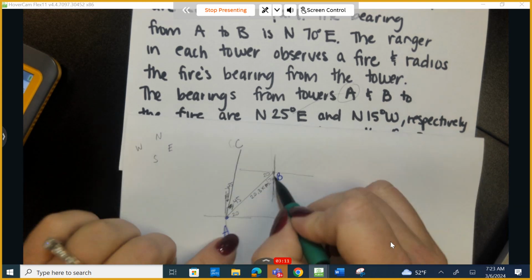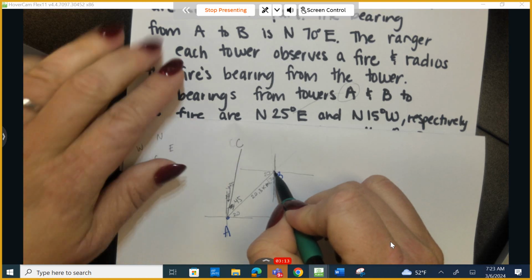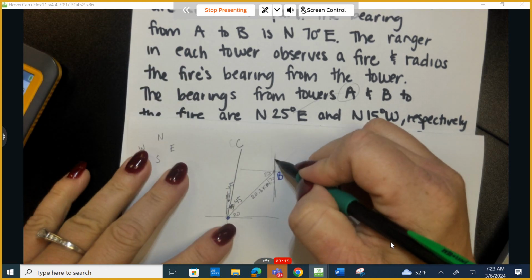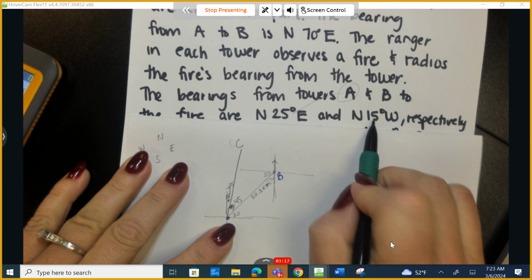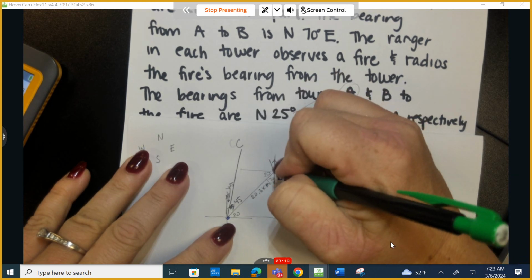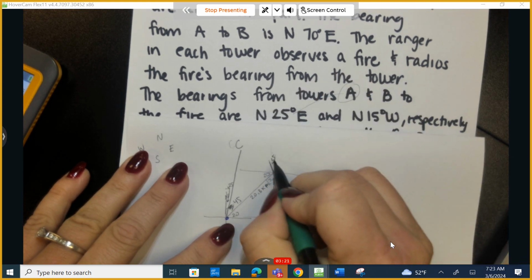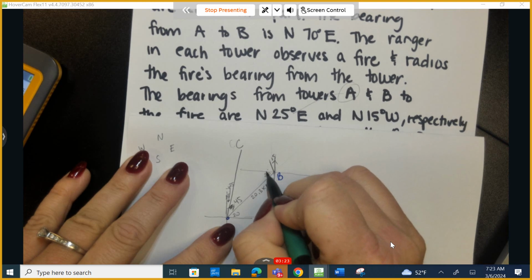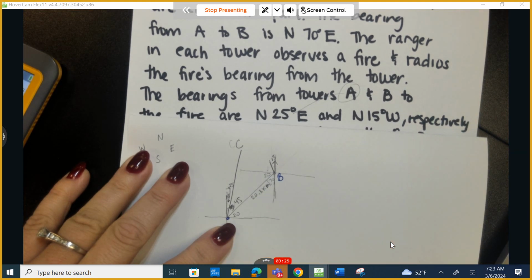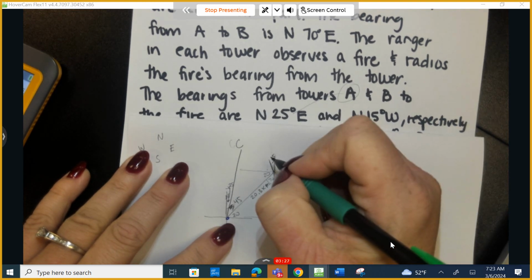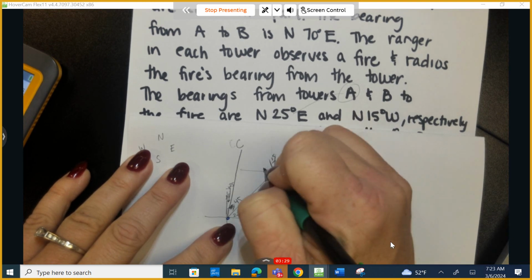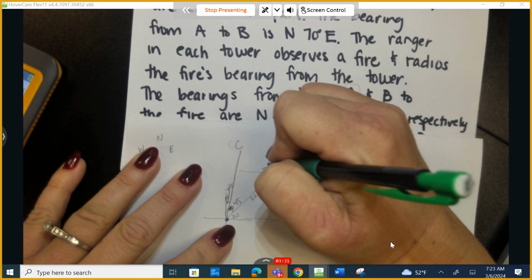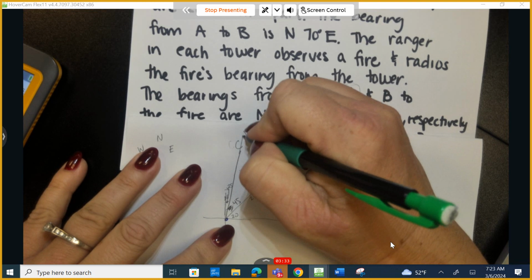Okay, so from point B to get to this fire, it says I'm going to go north, and then I'm going to swing to the west 15 degrees. So 15 plus what angle gives us a 90-degree measurement? 15 plus 65? 75, right? 75 and 15. Okay, so we're going to go right up there, and that's where our point C is.